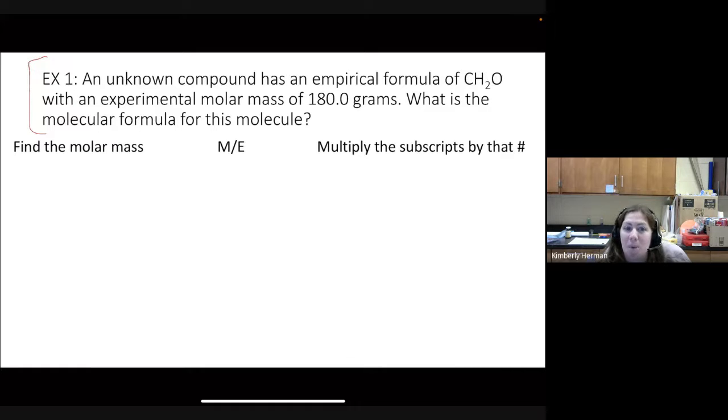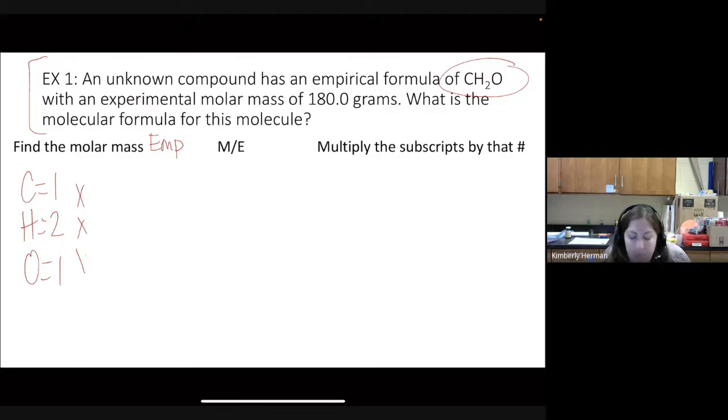An unknown compound has an empirical formula of CH2O with an experimental molar mass of 180 grams. What is the molecular formula for this molecule? So many moles in there. So the first step is to find the molar mass of your empirical. So if I find my empirical, that's the formula in the problem. I have CH2O. So C equals 1, H equals 2, and O equals 1.